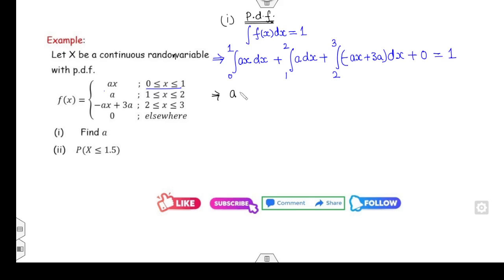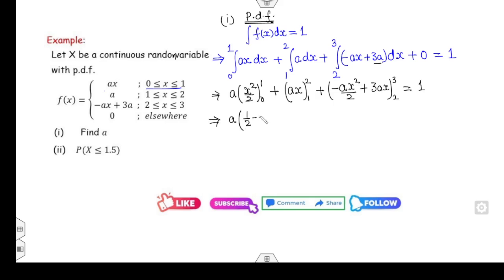The integration of this will be ax square over 2 from 0 to 1, plus a is a constant, so ax from 1 to 2, plus minus a x square over 2. Integration of 3a is 3ax from 2 to 3, which is equal to 1. Now you can substitute the value.